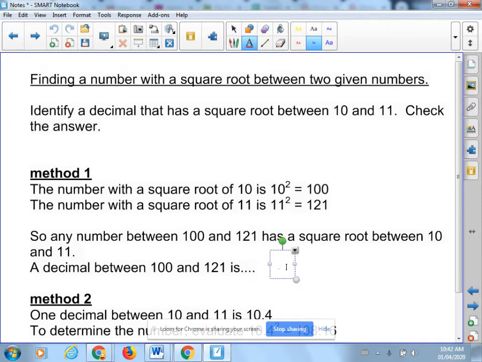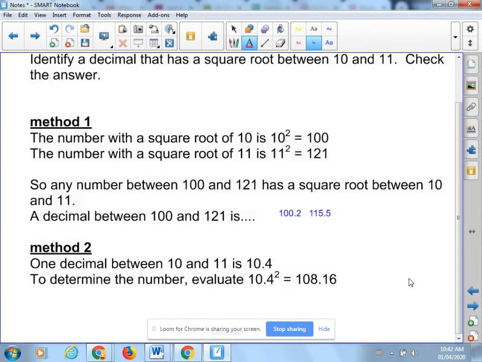It could be 100.2. It could be 115.5. Anything as long as it is a decimal and as long as that number comes between 100 and 121.